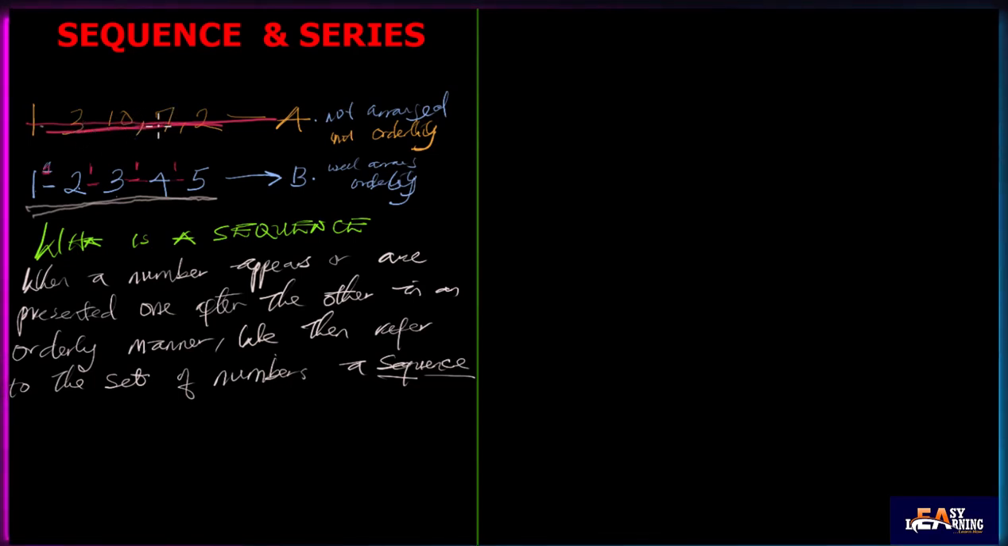It's not orderly. So when a set of numbers is not arranged orderly, that is not a sequence. But if it is arranged orderly, we call that a sequence. Please note this. It is very, very important.